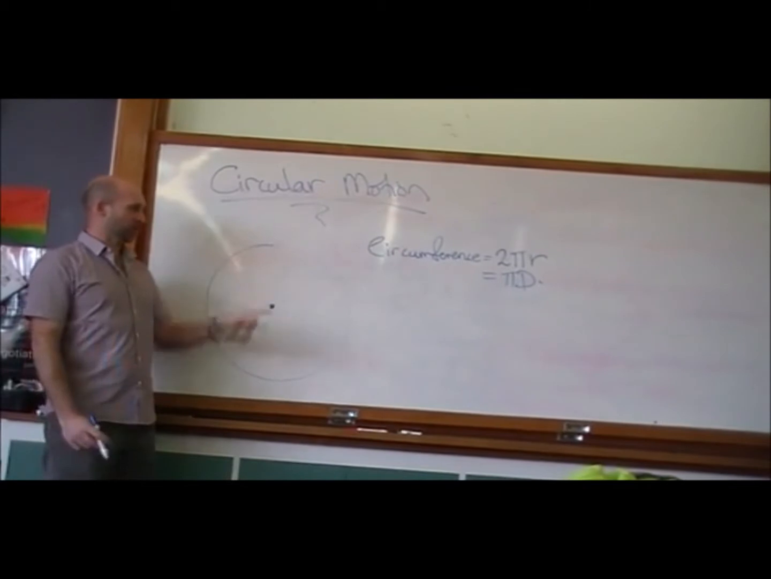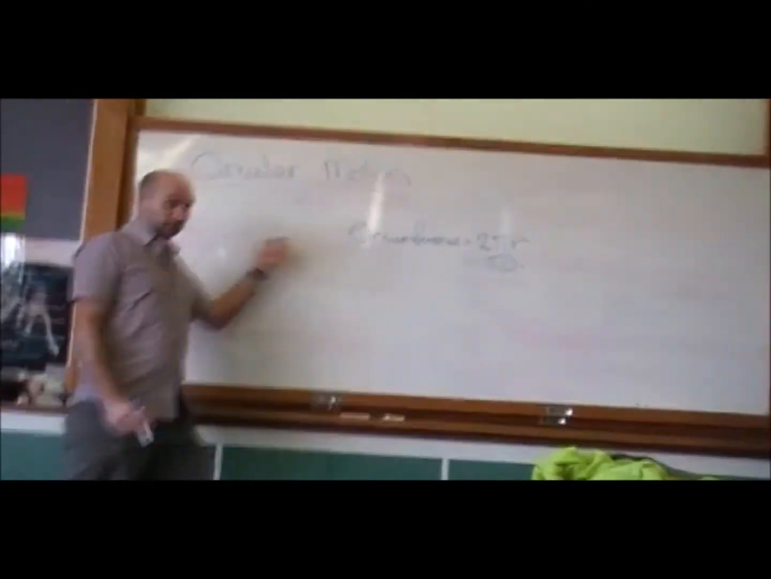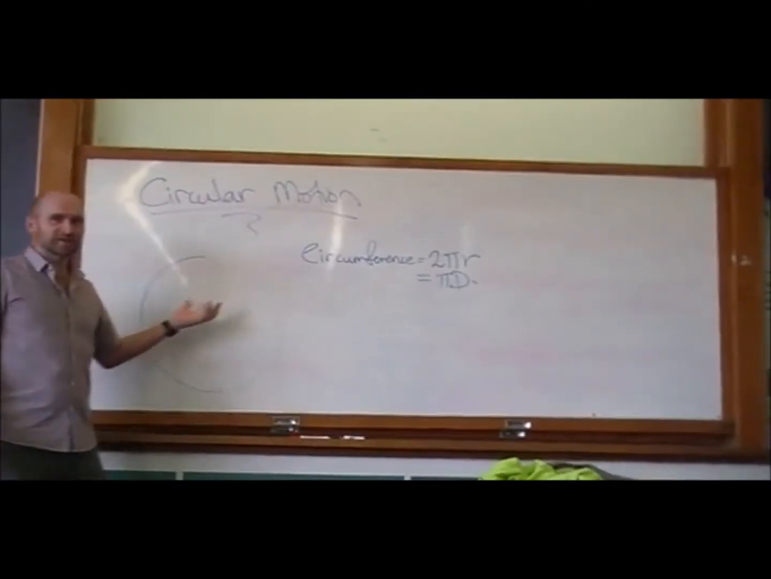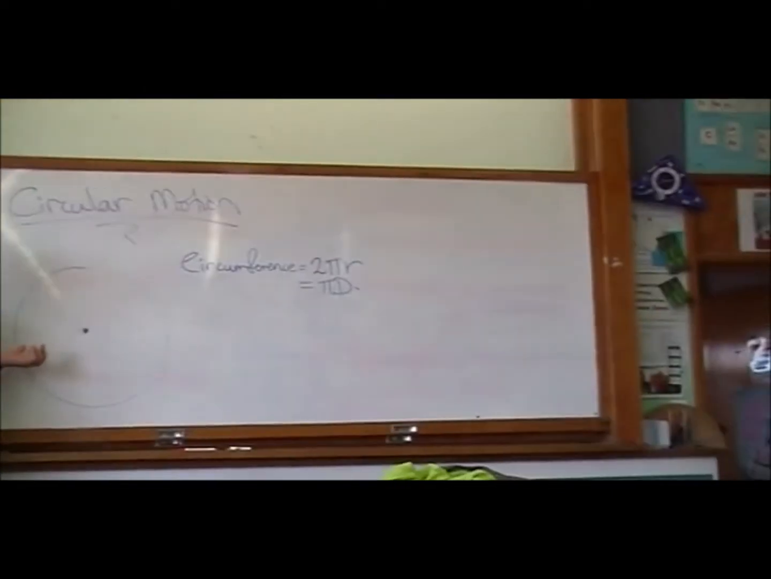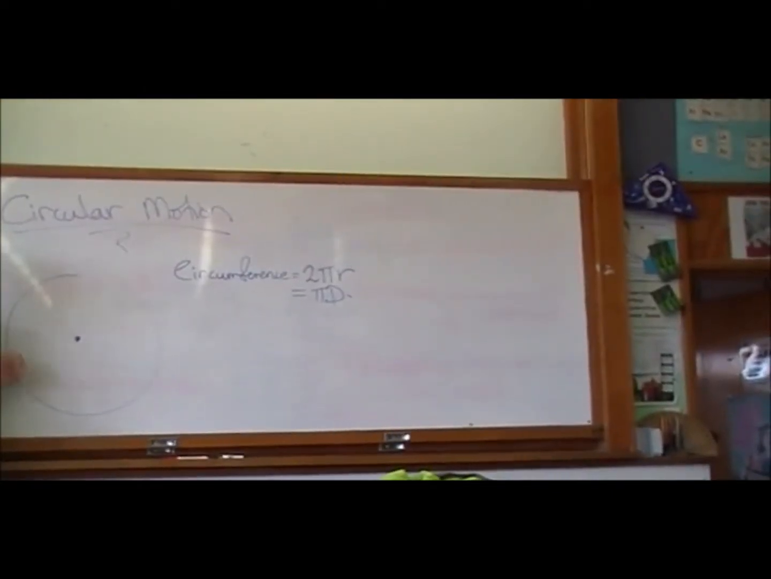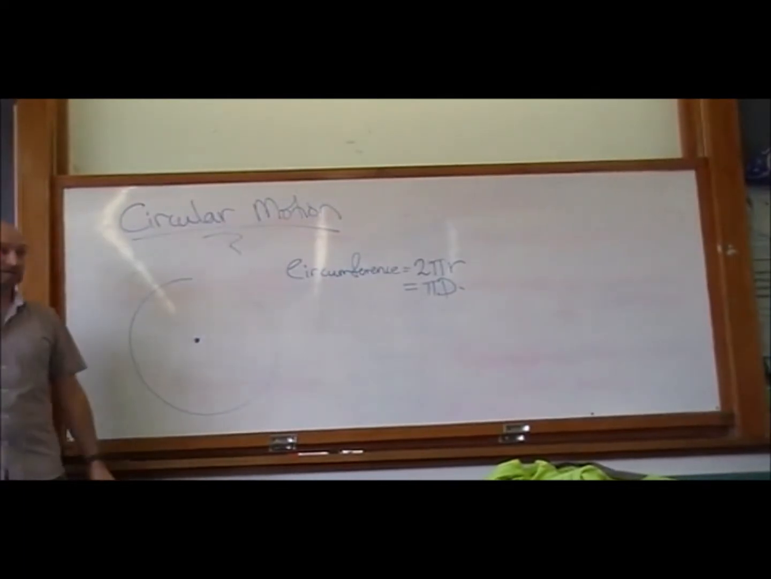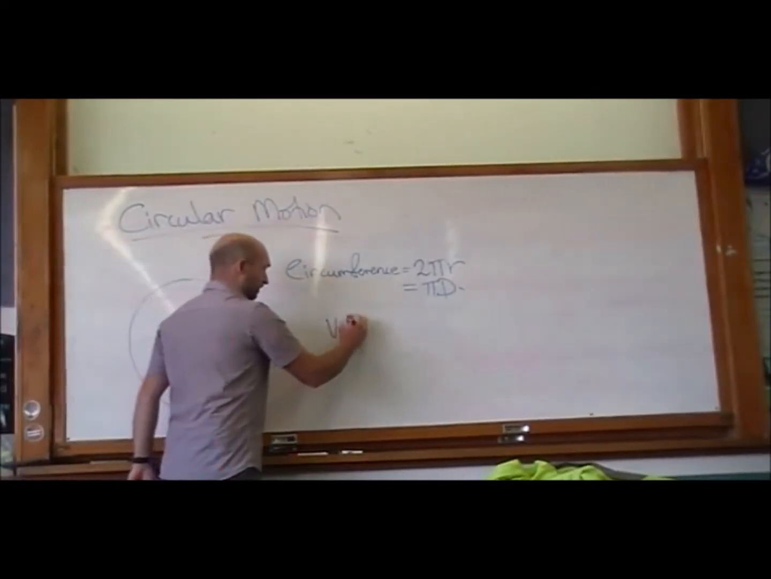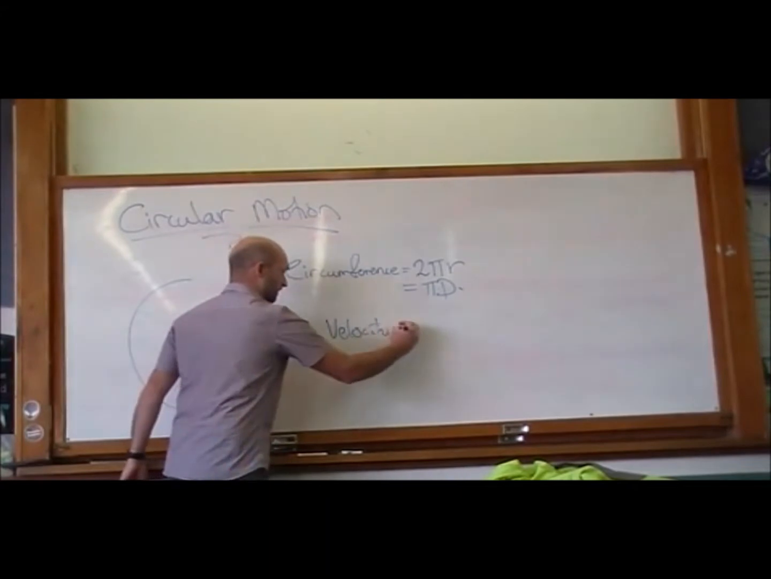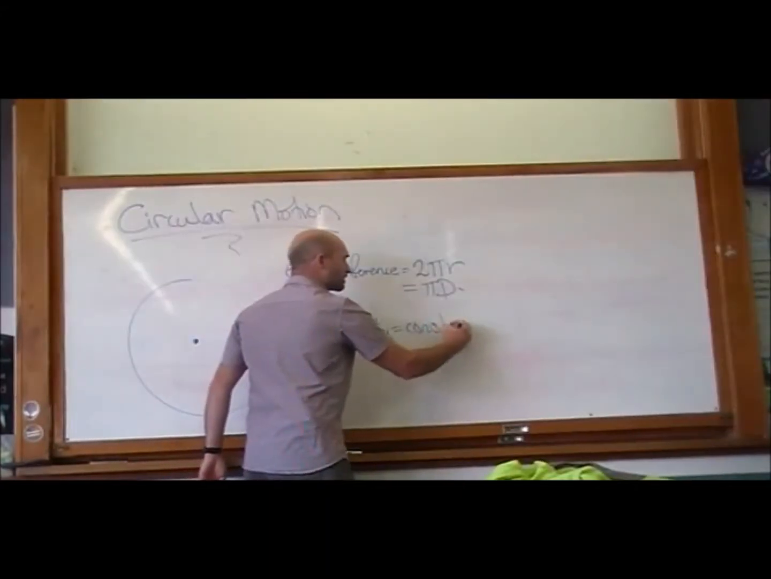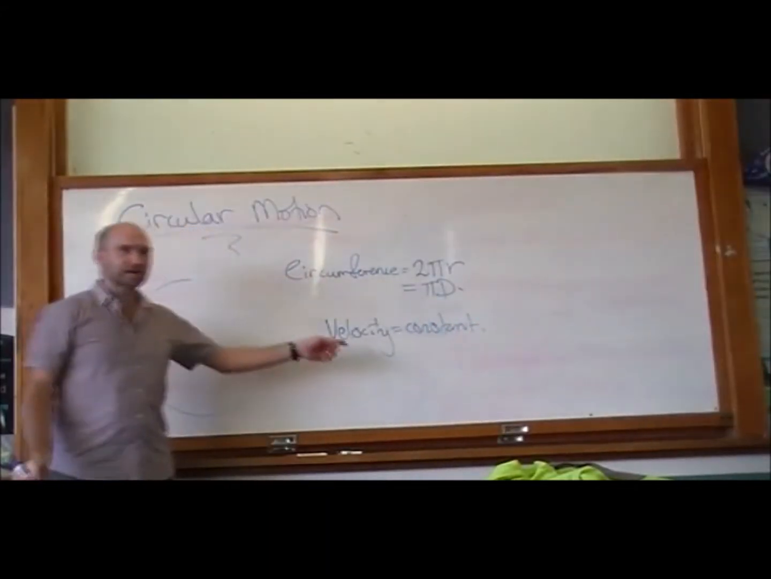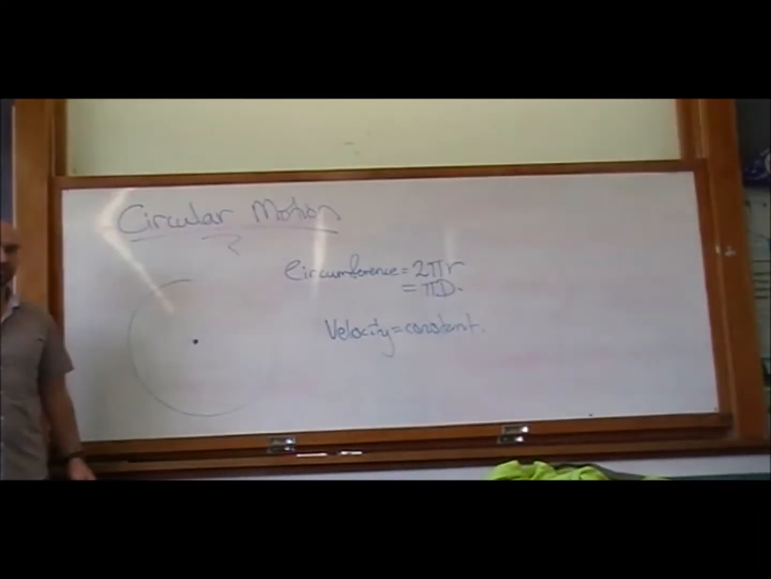So circular motion at level 2, we're going to study objects that are moving in circles. The thing that we can assume about how they're moving in those circles at level 2 is that they move at constant speed. So velocity is constant. What does that mean about how we can calculate velocity if velocity is constant?